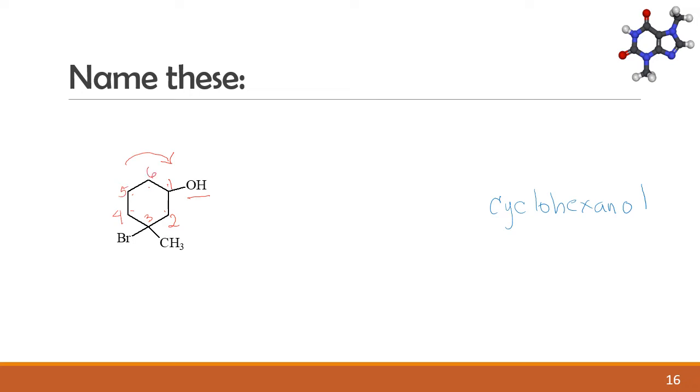Now we name the substituents. This is the halogen bromo and this is the alkyl methyl. We add the carbon number to which they are attached before the name. When naming alcohols, we arrange the substituents alphabetically to get the full name of the compound. So, the full name of this alcohol is 3-bromo, 3-methyl, cyclohexanol.